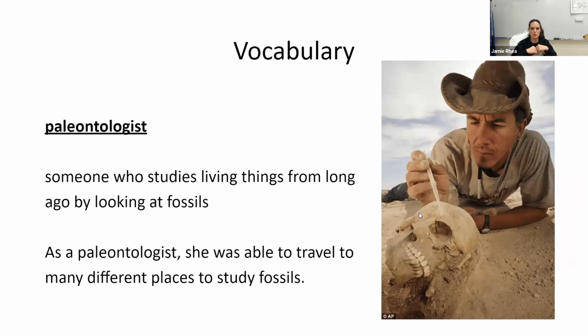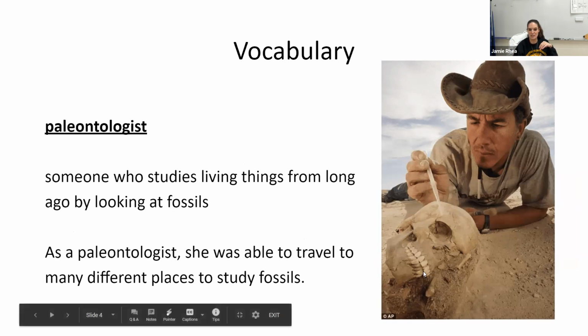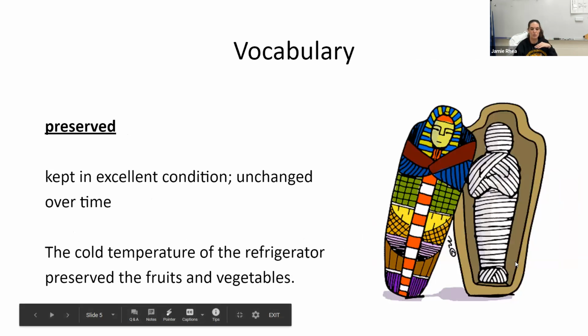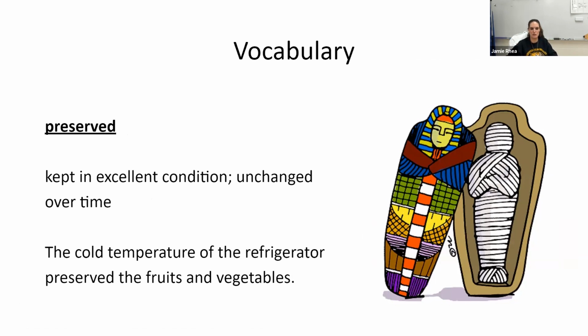Paleontologist: someone who studies living things from long ago by looking at fossils. As a paleontologist, she was able to travel to many different places to study fossils. And this paleontologist is looking at, it looks like a skeleton of something. Preserved: kept in excellent condition, unchanged over time. The cold temperature of the refrigerator preserved the fruits and vegetables.